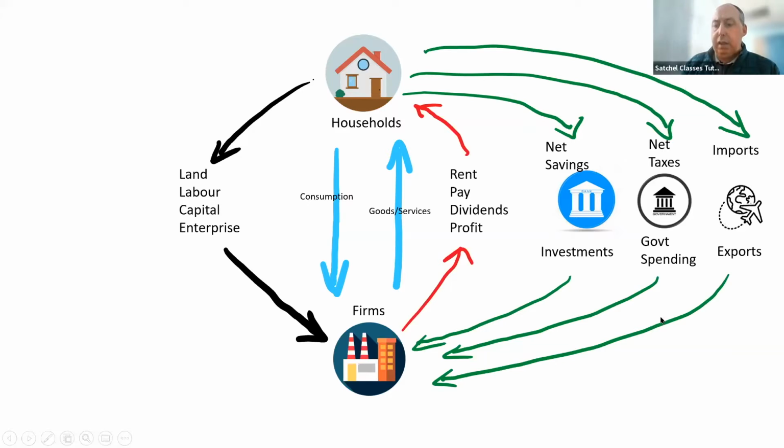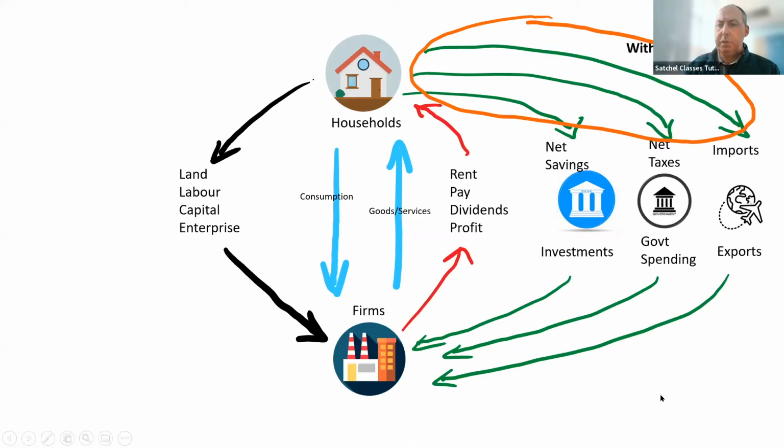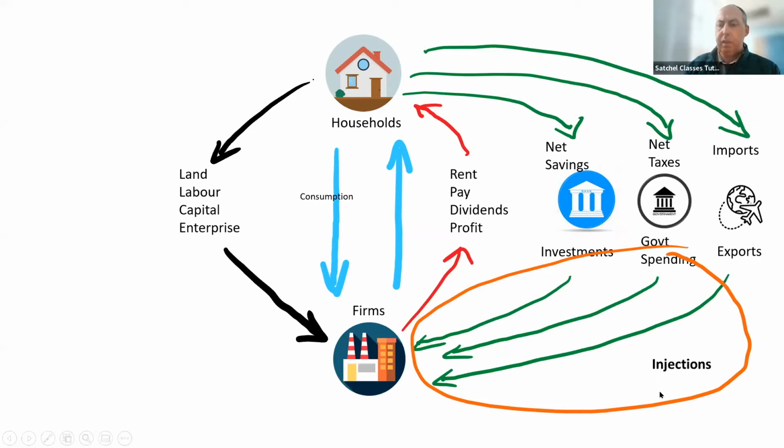If other countries buy our goods, so perhaps buy our fish, our beef, our whiskey, then we are getting money for those products. And so that's an injection into our circular flow. So there we go, withdrawals and injections.